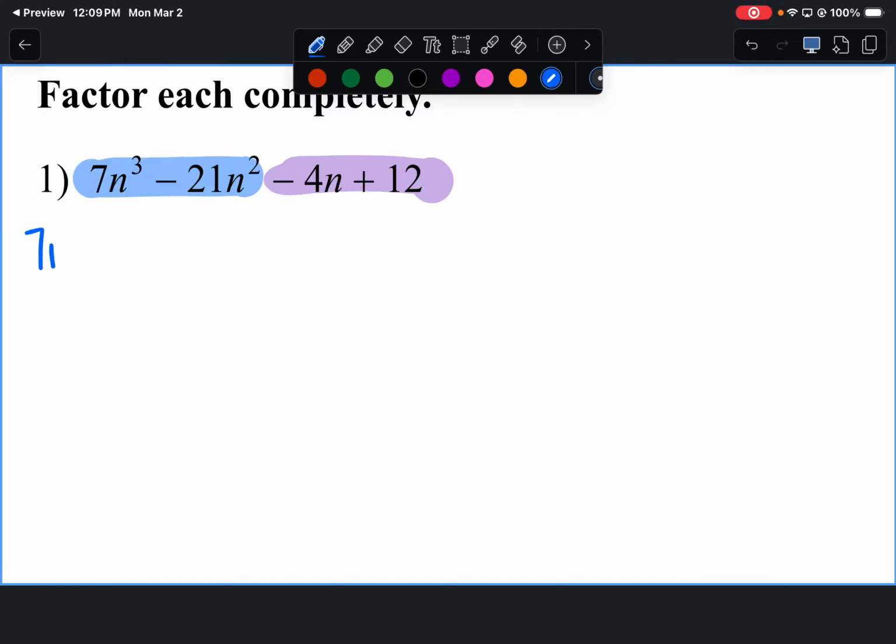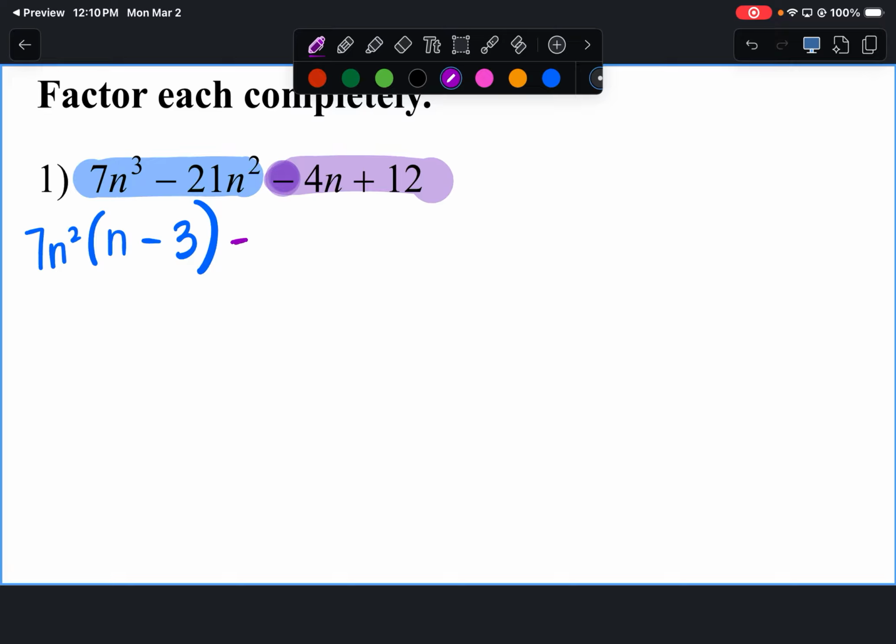So if we take out 7n squared, what does that leave us with? N minus 3. All right, for the second half, it's negative 4n plus 12. That starts with a negative 4, so that means I automatically know I have to take out a negative. But what is the GCF between 4n and 12?